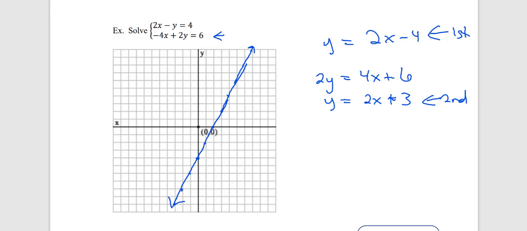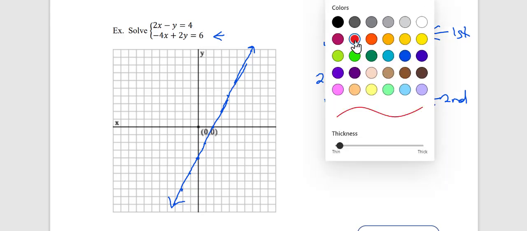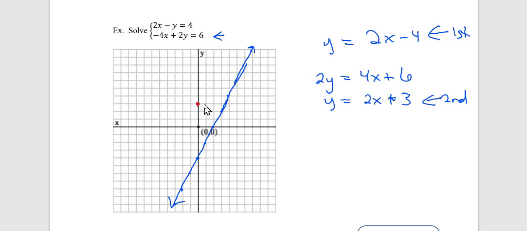The other one is y equals 2x plus 3. So there's my plus 3. Rise 2, run 1, up 2 over 1, up 2 over 1, down 2, over to the left 1, and so on. Okay. So this is my picture here.